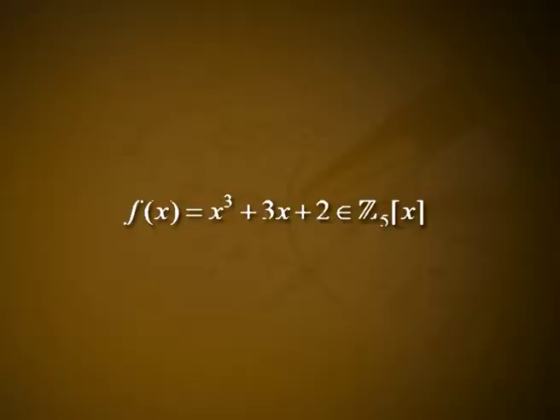a product of two lower degree polynomials. Example 4. Show that f(x) = x^3 + 3x + 2 in Z5[x] is irreducible over Z5. Solution. If x^3 + 3x + 2 factored in Z5[x] into polynomials of lower degree, then there would exist at least one linear factor of f(x) of the form x - a for some a in Z5. But then f(a) = 0 by Corollary 1 of the division algorithm.